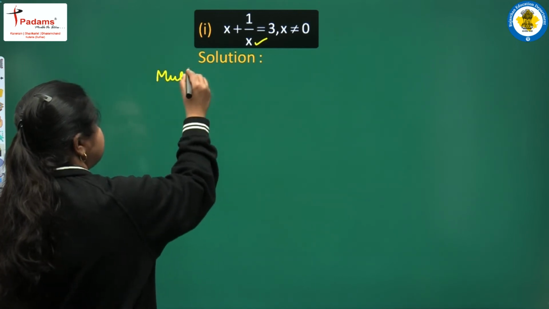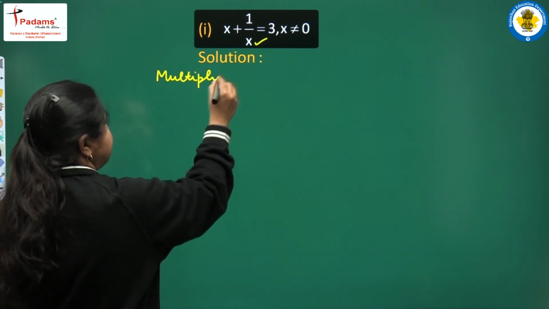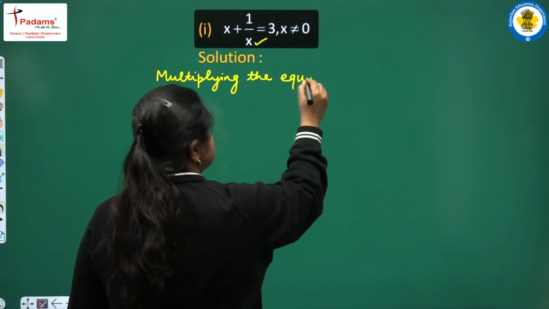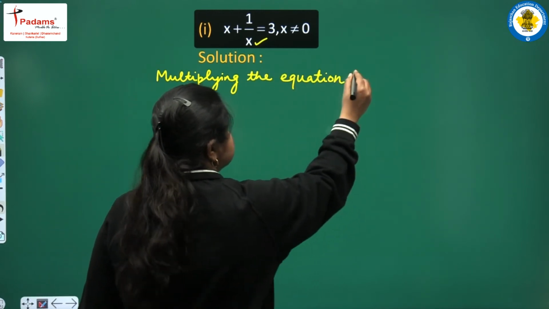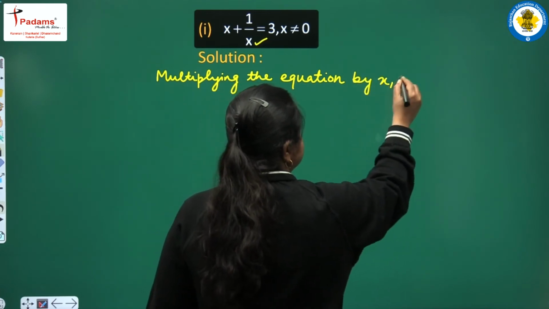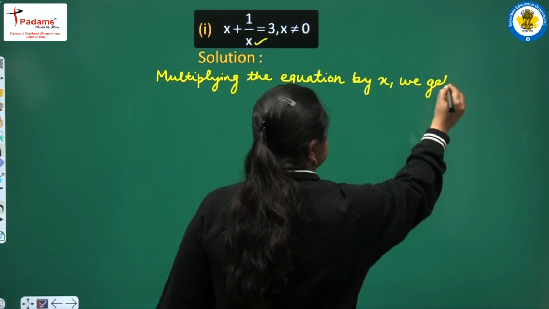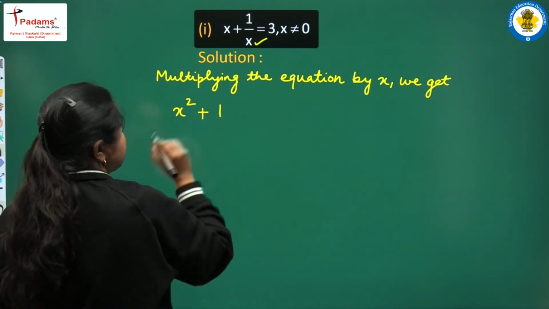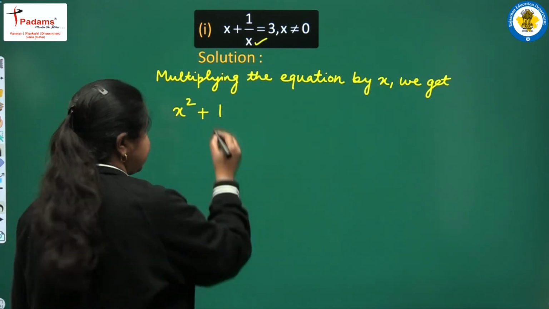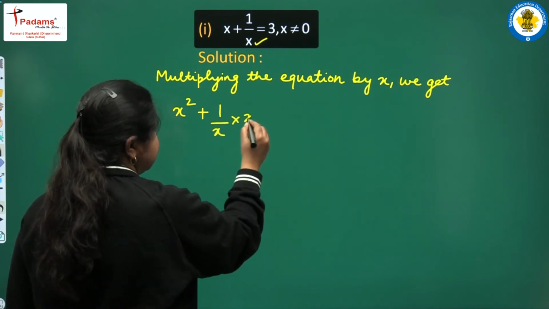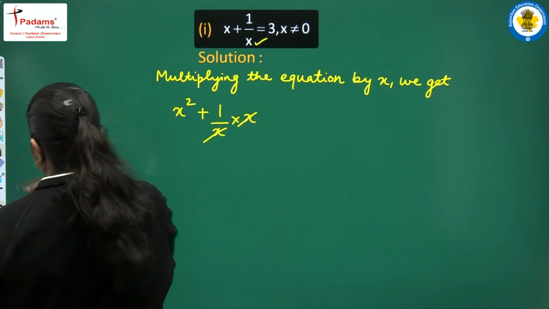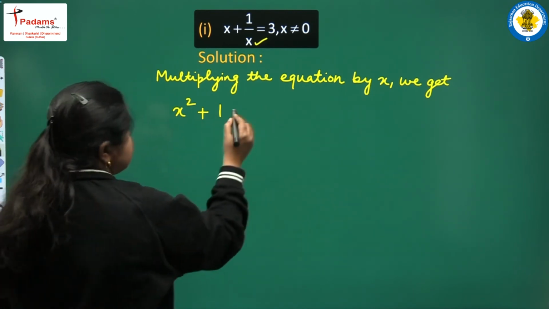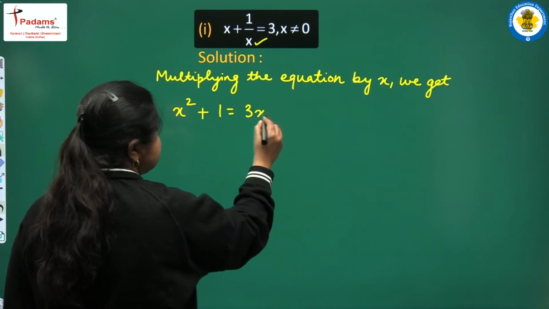Multiplying the equation by x, we get x square हो जाएगी फर्स्ट टर्म, यहाँ बचेगा 1 क्योंकि x से x कैंसिल हो जाएगा. देखिए 1 अपॉन x इंटू x करेंगे तो x से x कैंसिल हो जाएगा और 1 ही तो बचेगा. So I am writing it directly here: 1 equal to 3 into x will be 3x.